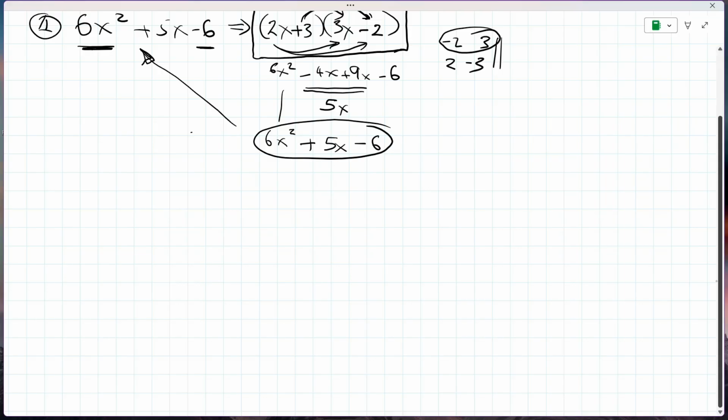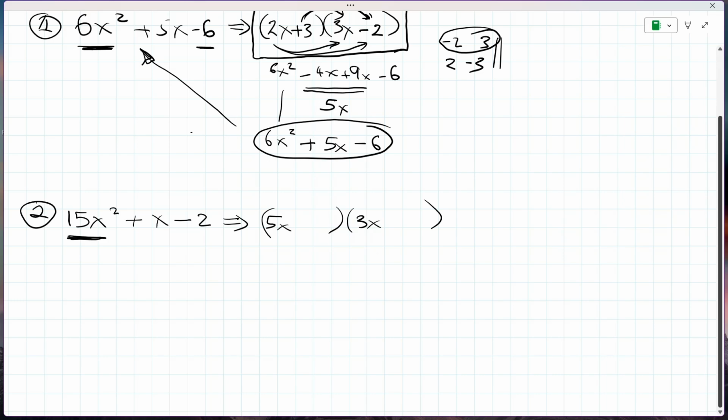Right, now let's try example 2. Now this is 15x squared plus x minus 2. Again, we follow the same trend. We have to multiply two factors together to give us our original expression. In this case, we look at the first term here, 15x squared, and clearly you can see that 5x, we have to go with 3x here to give us 15x squared.